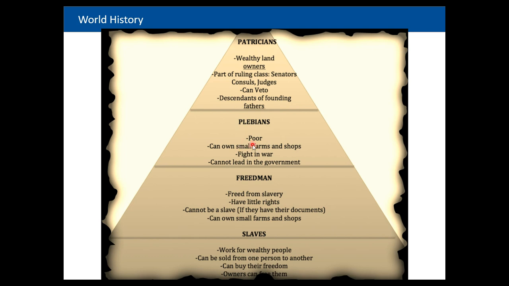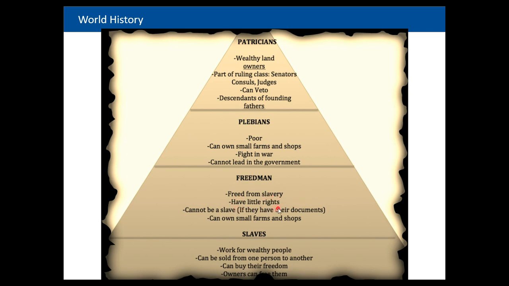The plebeians were the poor. They can own small farms and shops, and they fight in the war. They cannot lead in the government. So they're fighting in the war while the wealthy are enjoying the benefits of sending them to war and they're able to rule. The freedmen were people who were freed from slavery.